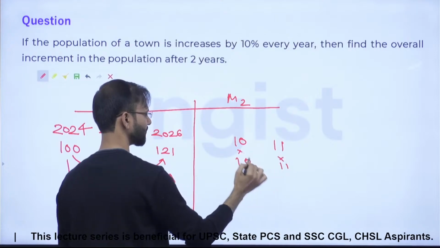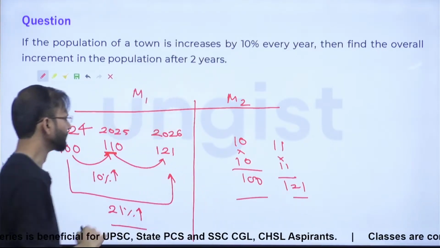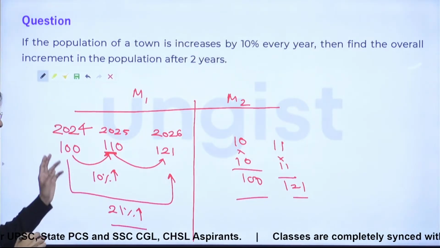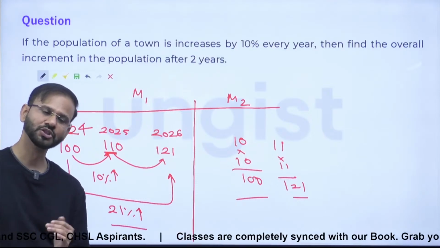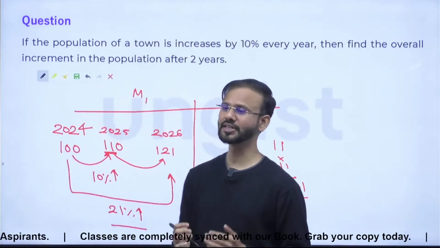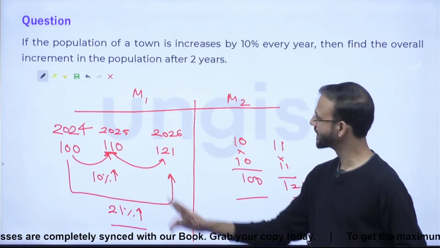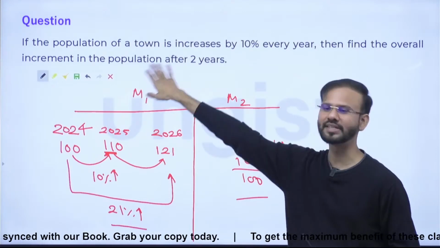So if you multiply them, this will become 100 and this will become 121. See, all of you, just look at this. This is actually, you know what? This is a GP. GP is what? Geometric progression. And geometric progression is a series where the ratio of two consecutive terms always remains the same. I repeat, a series where the ratio of two consecutive terms always remains the same throughout the series, guys.